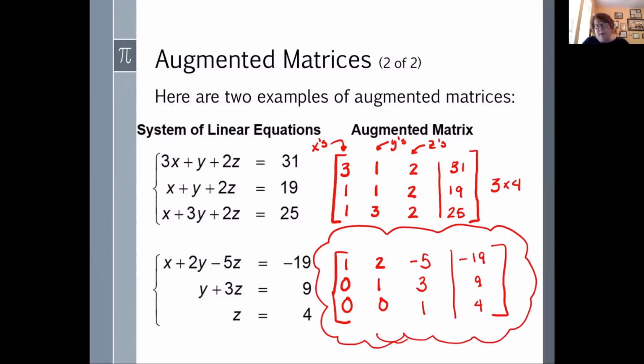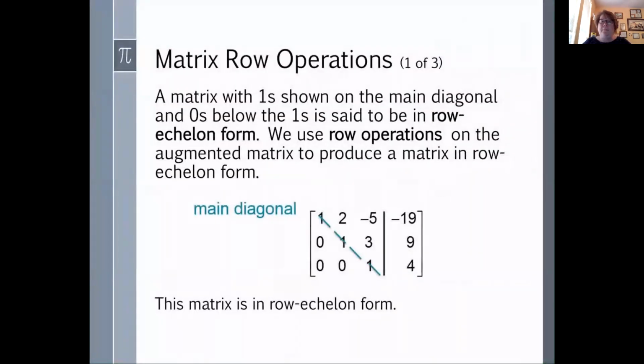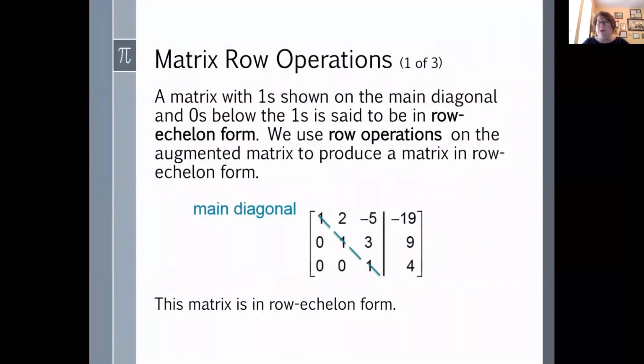We're going to let our calculator do those row operations for us. But before we do that, let's look at some row operations. So here is what we're intending to do. All right, so here's what we're intending to do.